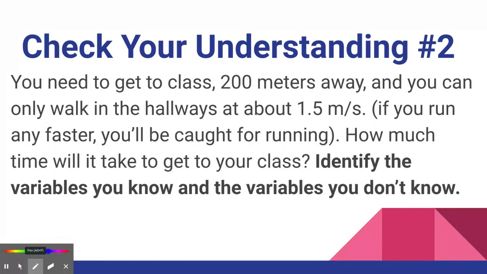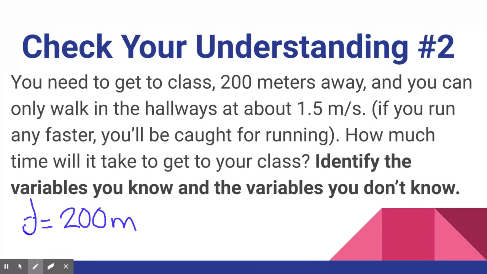Okay, so let's take a peek here. First I'm going to identify the variables. It looks like I'm given distance. I need to get to class, and it's 200 meters away. So that's distance, and that's 200 meters. And you can only walk in the hallways about 1.5 meters per second. So that's going to be my speed, 1.5 meters per second.